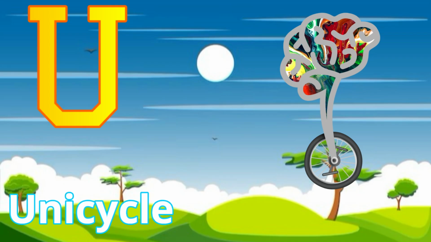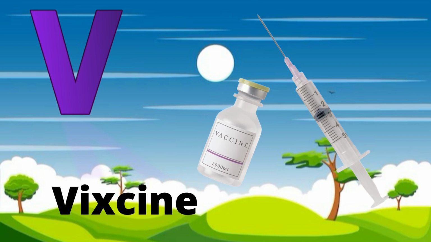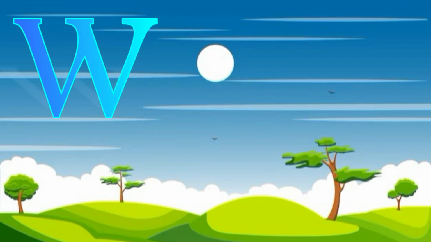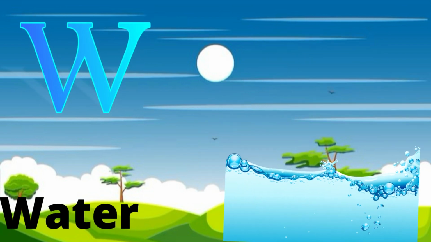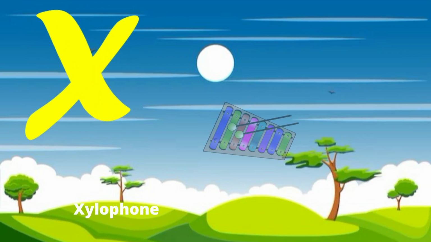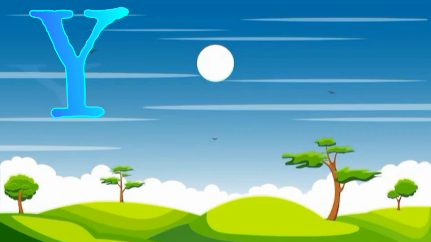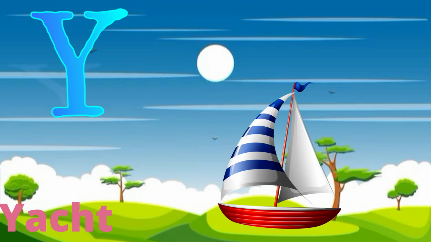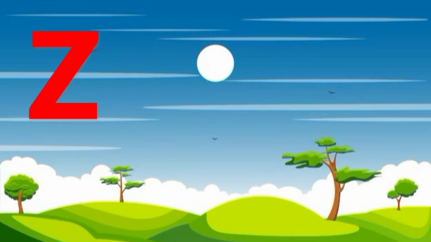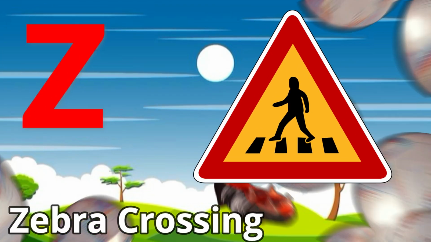U for unicycle. U for unicycle. V for vaccine. V for vaccine. W for water. W for water. X for xylophone. X for xylophone. Y for yak. Y for yak. Z for zebra crossing. Z for zebra crossing.